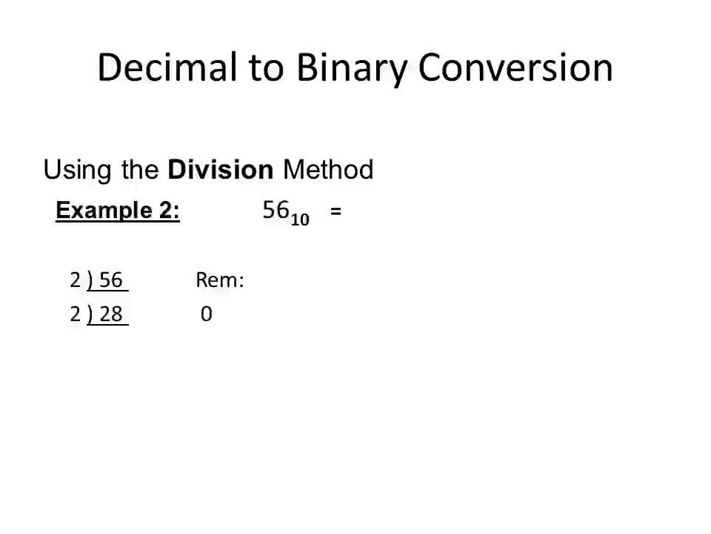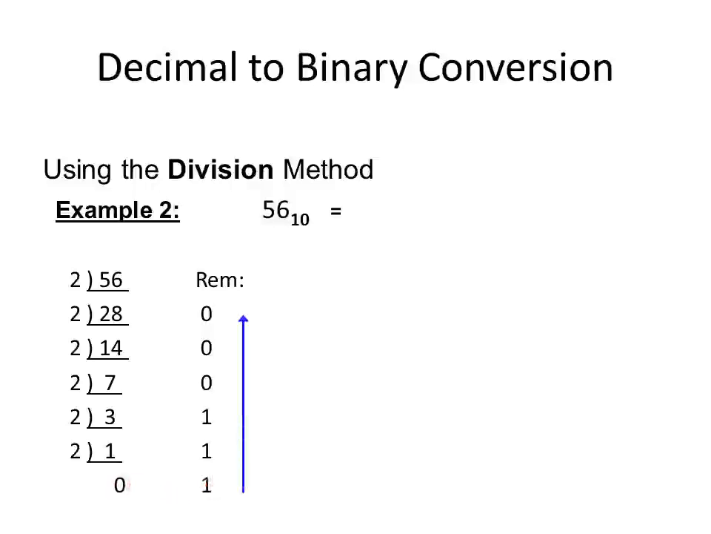Another example, in a similar manner: 56 is divided by 2, this is 28, and the remainder is 0. 14 is divided by 2, the remainder is 0. Then 7, then 3, and the remainder is 1. Again 3 is divided by 2, the quotient is 1 and the remainder is 1. Now when 1 is divided by 2, the quotient becomes 0 and the remainder is 1. Now this is written in reverse order. This binary number will be 111000.